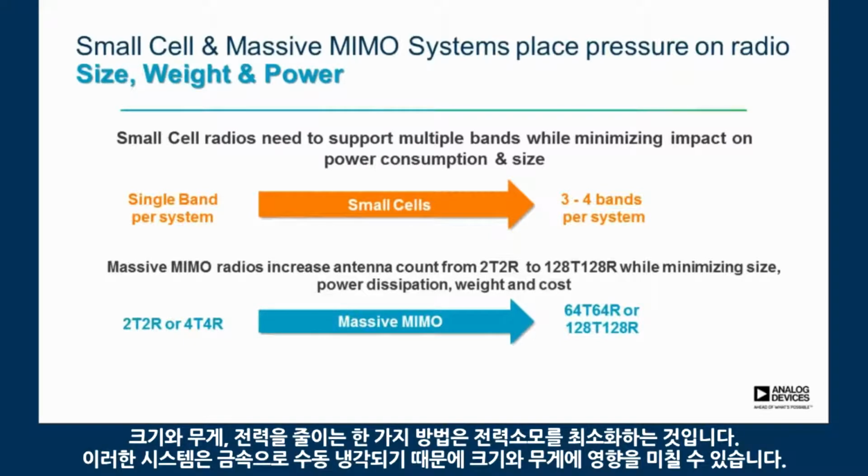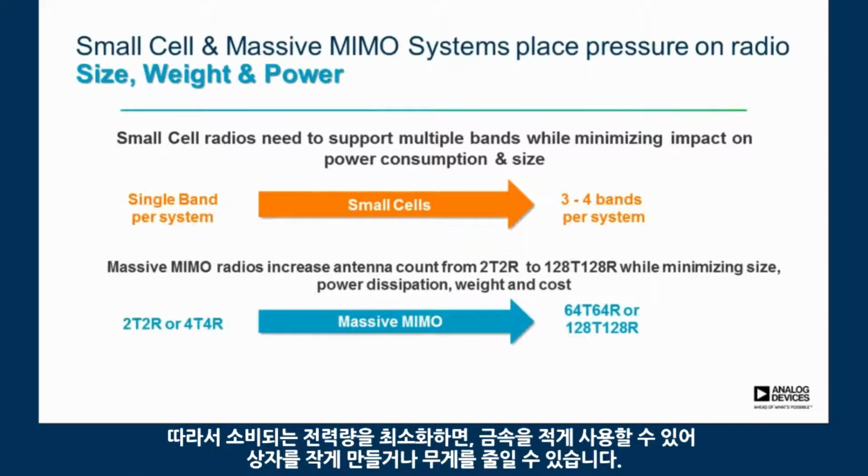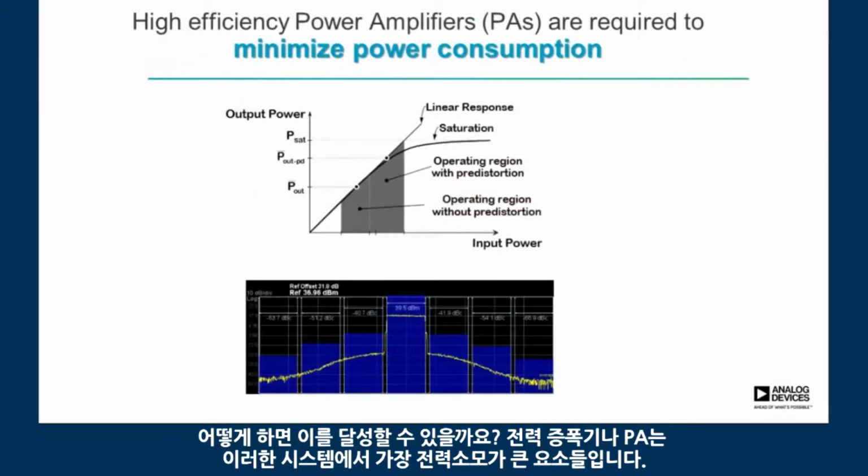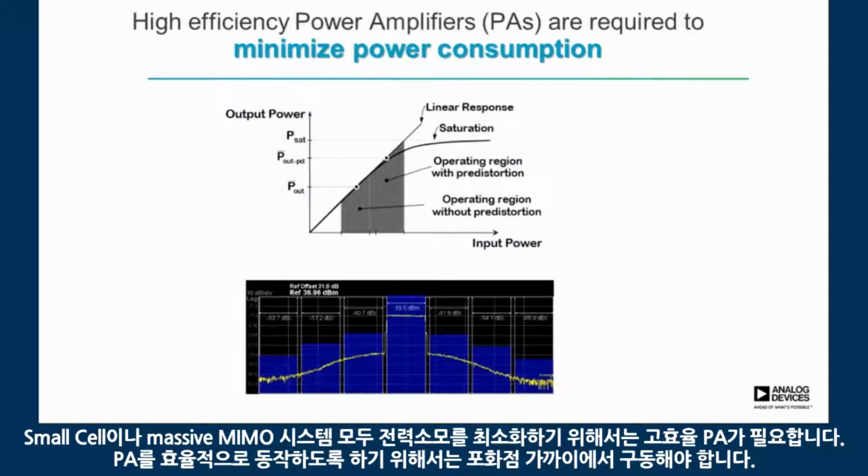One way of reducing the size, weight, and power is by minimizing the power consumption. So that has a knock-on impact on the size and weight, because these systems are passively cooled with metal. So by minimizing the amount of power that must be dissipated, you use less metal, and hence the box can be made smaller and to weigh less. So how do we go about achieving that then? Well, power amplifiers, or PAs, are the biggest power hogs in these systems. And both small cell and massive MIMO systems require high efficiency PAs in order to minimize power consumption.